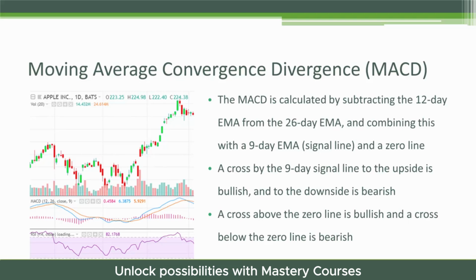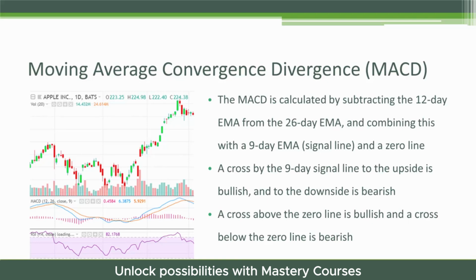There are a couple of different things that we're looking at in the MACD to give us a buy or sell signal. The first one is a cross of the 9-day above or below the 12 subtracted from the 26-day EMA. So when the 9-day signal moves above the slow line, that's a bullish sign. When the 9-day signal moves below the slow line, that's a bearish sign.